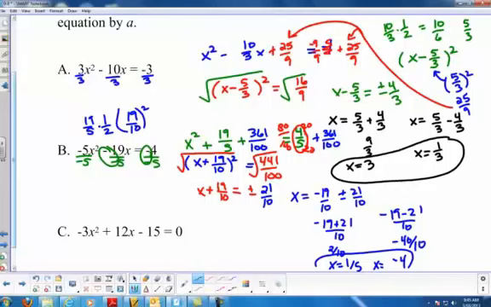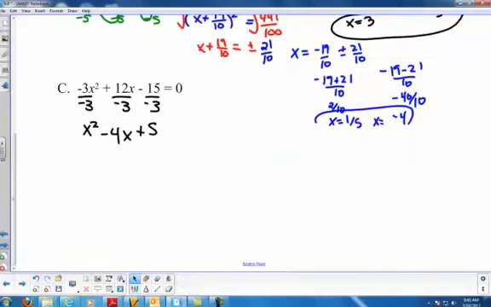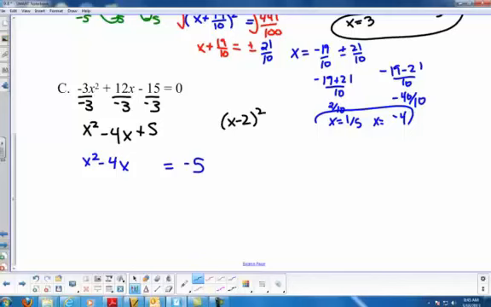And the last problem, when you divide everything by negative 3, you get x squared minus 4x plus 5. And then you're going to move the 5 over. This one doesn't look too horrible because half of 4 is 2, so this is going to be x minus 2 squared. And then when you figure out your c value, it's 4. There's a problem right here. That adds to give a negative. You can't take the square root of a negative. So this is, again, no solution.